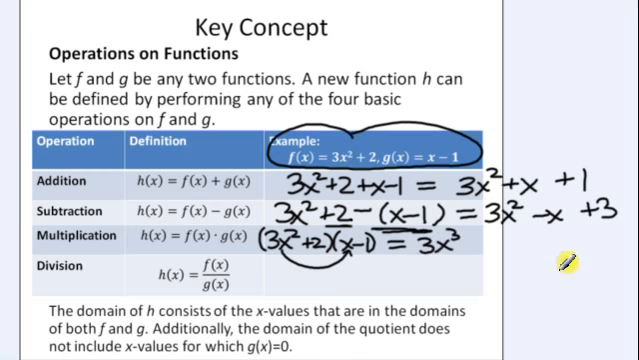So that's first times first. Outer times outer, 3x squared times negative 1 would be minus 3x squared. And then moving on to the 2 times x, so that's inner times inner, gives me plus 2x. And then last times last, or the 2 times the negative 1, and we get minus 2. Then I want to look and see if I have any like terms to combine. In this case I don't, so that is it.